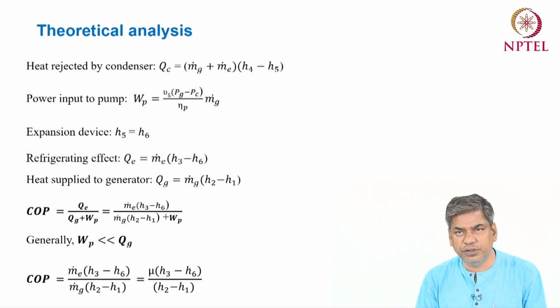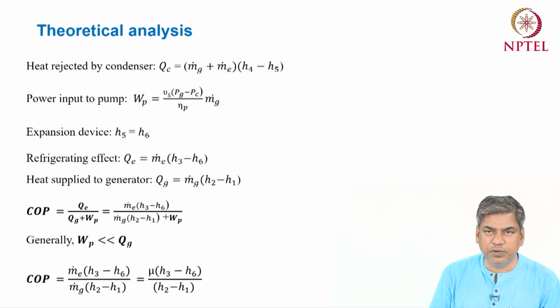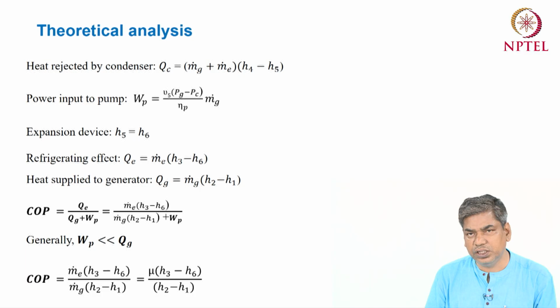That means m dot E into (H3 minus H6) divided by m dot G into (H2 minus H1) plus the pump work WP. Now in general, the pump work is very negligible compared to the QG heat input to the generator. So if you neglect the pump work, the COP can be written as m dot E into (H3 minus H6) by m dot G into (H2 minus H1). As you know, mu is equal to m dot E by m dot G, so this can also be written as mu into (H3 minus H6) by (H2 minus H1). So by calculating the enthalpy of all the points, you can ultimately calculate the cooling capacity and the COP of the system.